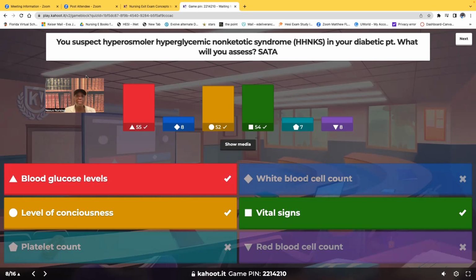Platelet count, know the platelet count, because when you're thinking of platelet count, you're thinking of what? Bleeding, you're thinking of possible clotting disorder. So we'd be looking at platelet counts when we're concerned about our patient either clotting too much or bleeding too much.